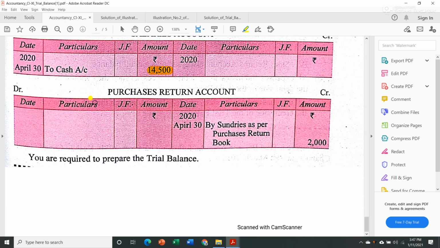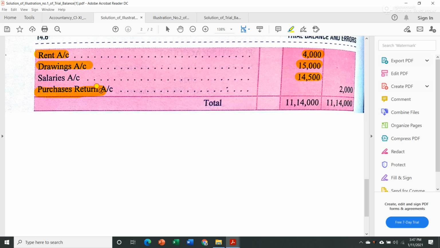And at last we have purchases returned account showing a credit balance of 2,000, so we will write purchases returned account credit 2,000. Now since we don't have any more ledger accounts, what we will do is find the total of both debit and credit columns, and we can see both the sides are the same. So this is how you prepare a trial balance from the question.